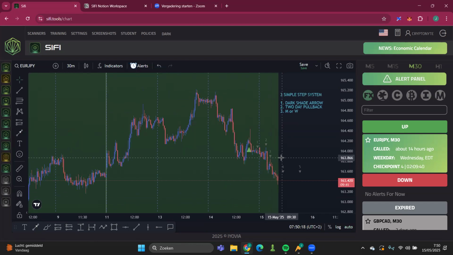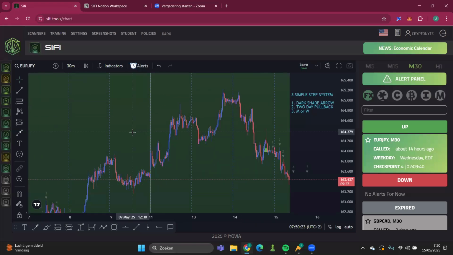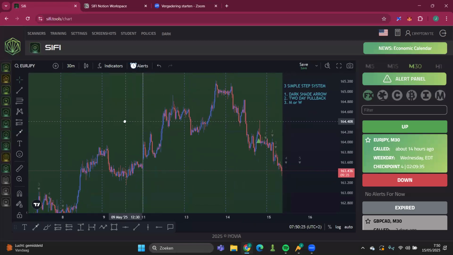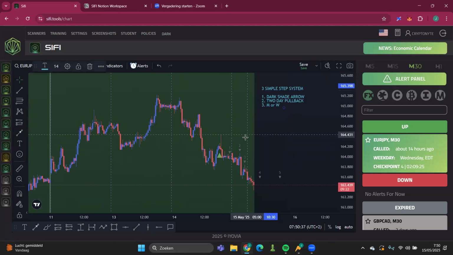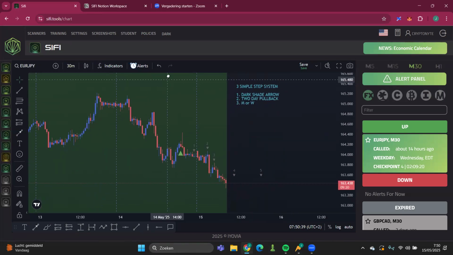The good thing is Sifi does a lot of the heavy lifting for us. Sifi will color the background depending on the trend on the 4-hour time frame. So we're always trading the trend, and it will give us the arrows. So it will tell us when to look to the chart.